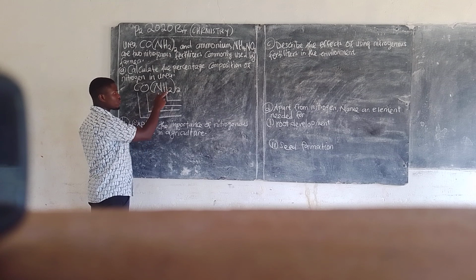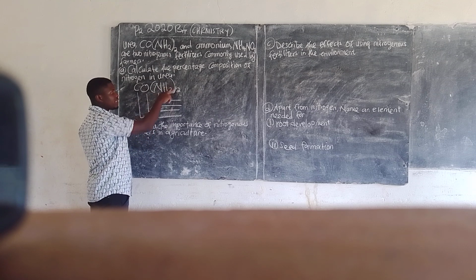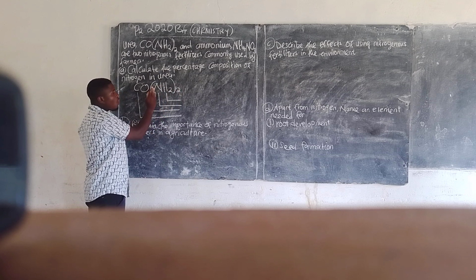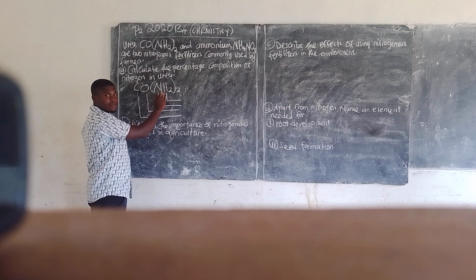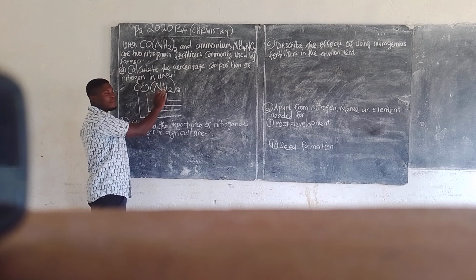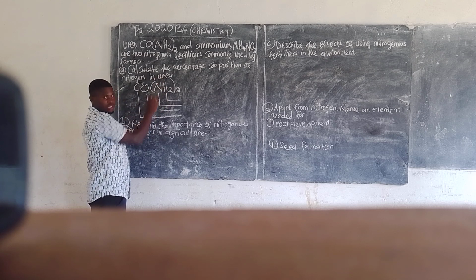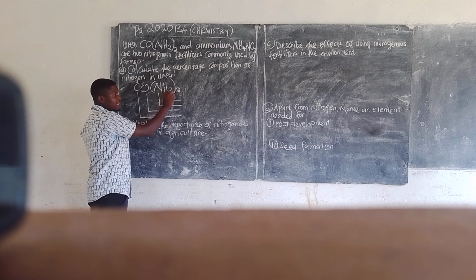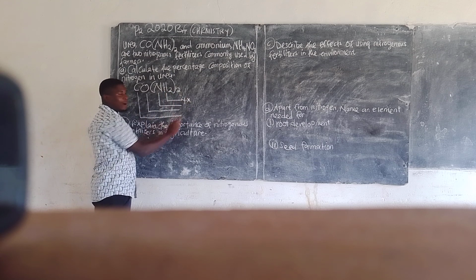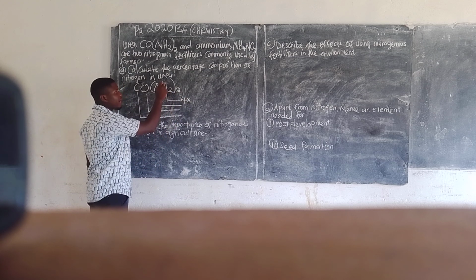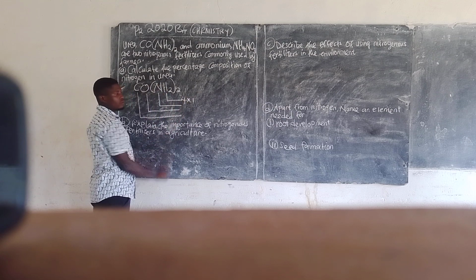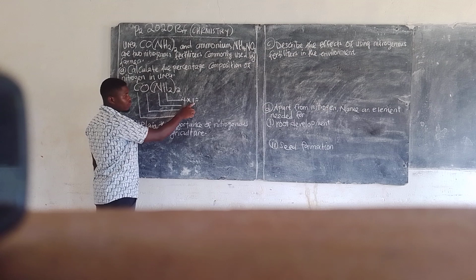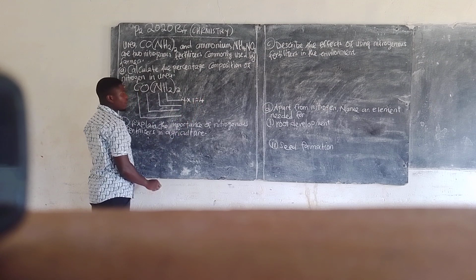Hydrogen already has 2, and outside the brackets there is also a 2. This 2 accounts for all the elements in this bracket. So we say 2 multiplied by 2, that is 4, multiplied by the relative atomic mass of hydrogen, which is 1. What are we going to get when we multiply 4 by 1? It is 4.